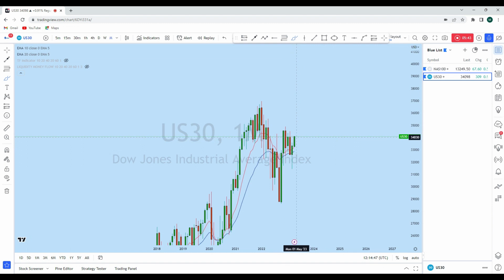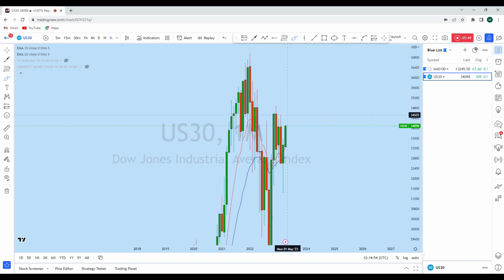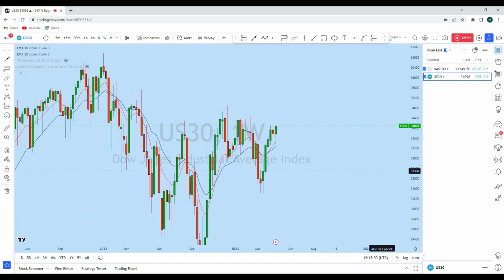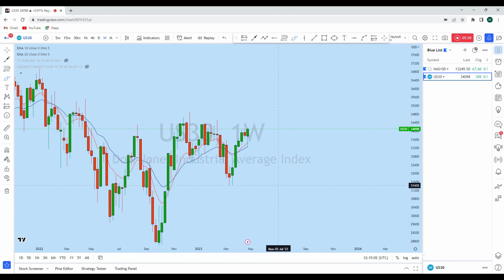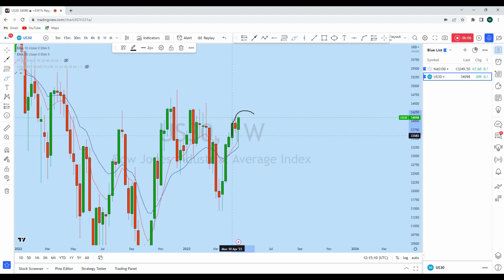As you can see, it's a full body green, almost no wick at the bottom and a little wick at the top. Highly likely that the market will break to the upside to create a new higher high. Now if we look at the weekly on US30, we can spot a potential inverted head and shoulders in that zone.